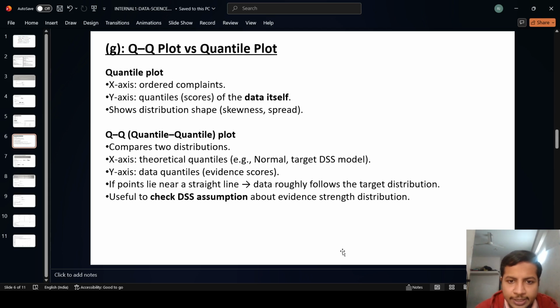On the x-axis are the theoretical quantiles, for example a normal target distribution. On the y-axis are the data quantiles, the evidence scores. If points lie near a straight line, it means the data roughly follows the target distribution. This is useful to check the assumption about the evidence strength distribution.